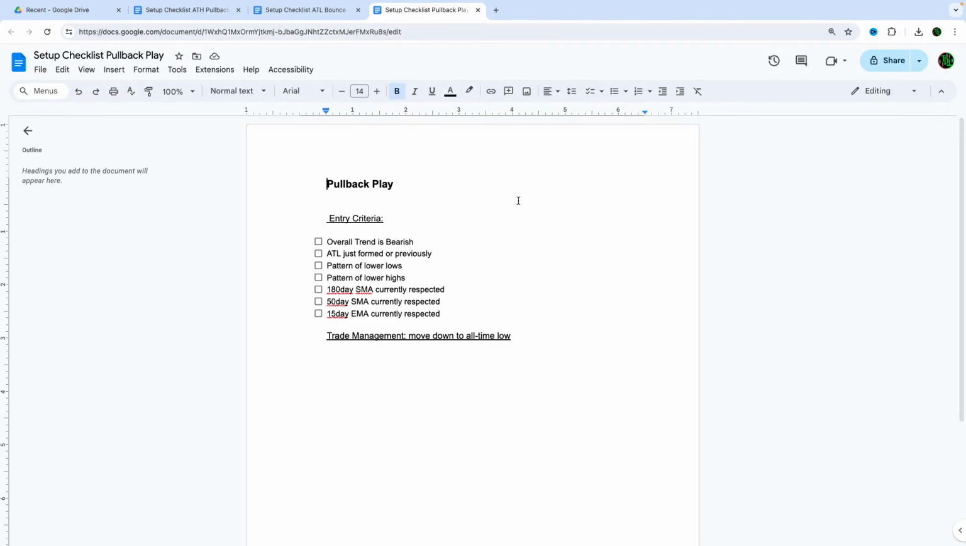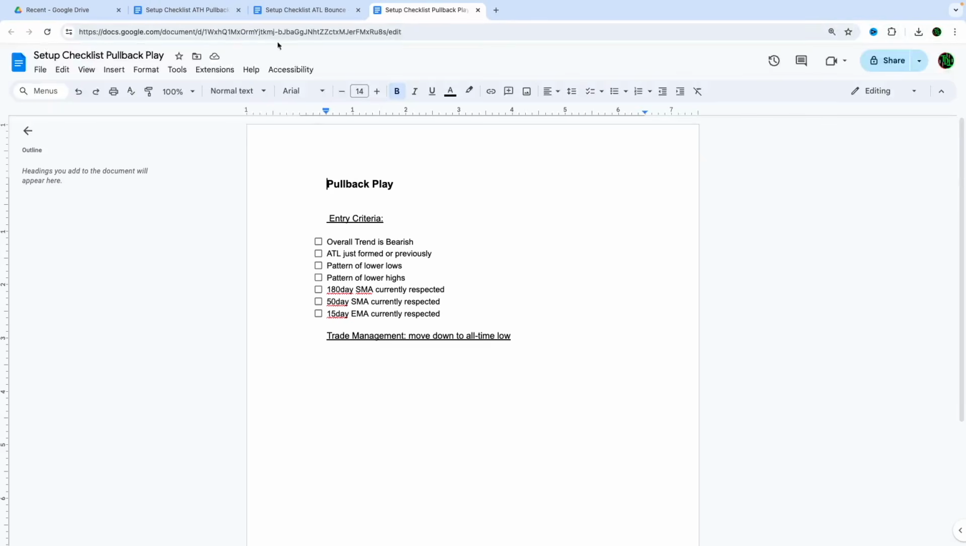We want to see both being played out on that chart. 180-day SMA respected currently. 50-day SMA currently respected. 15-day EMA currently respected. Pretty straightforward setup. Overall trend is bearish. We just saw that an all-time low was just formed or previously. We're essentially just going to play that move in short down to that all-time low. And we want to see these moving averages being respected.